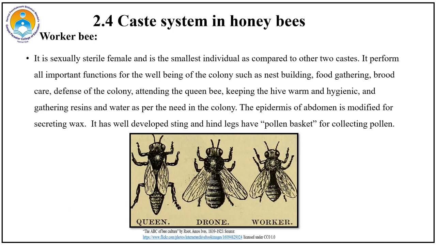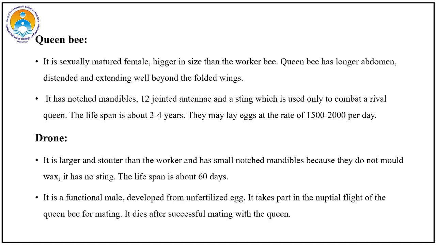The epidermis of the abdomen is modified for secreting wax. It has a well-developed sting, and the hind legs have a pollen basket for collecting pollen. Now in this picture you can see all three castes of honeybee, that is queen, drone and worker. So this is the worker bee.